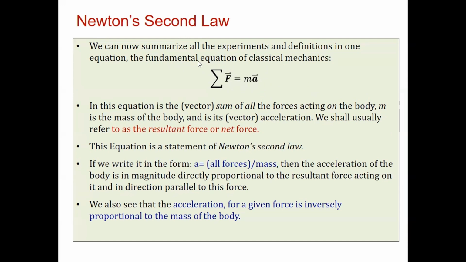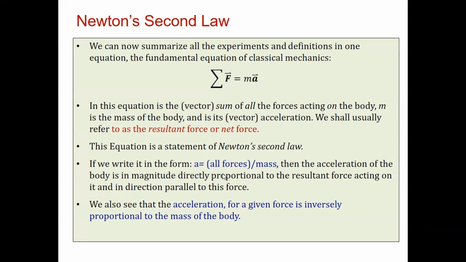Usually this sum of all forces is the resultant force or the net force. So net force is really proportional to the vector a, and it is the proportionality constant that is the mass of the body. This equation is the statement of Newton's second law. We can write it in another form in which the acceleration is equal to the sum of all forces, or the resultant force, divided by the mass.